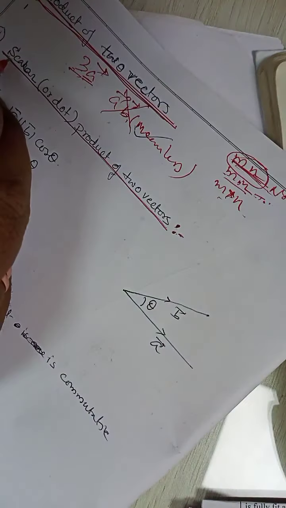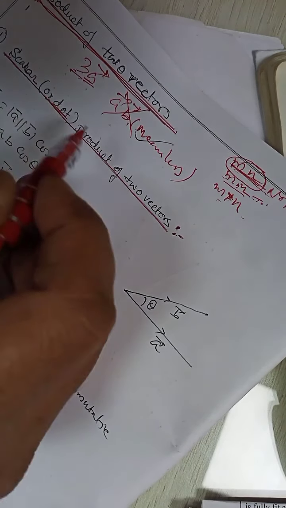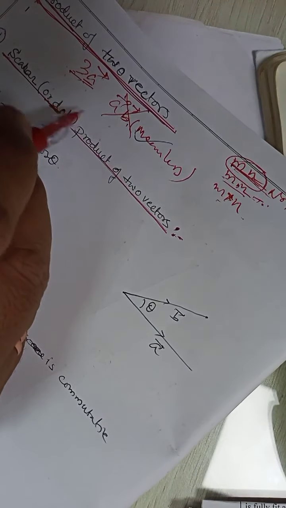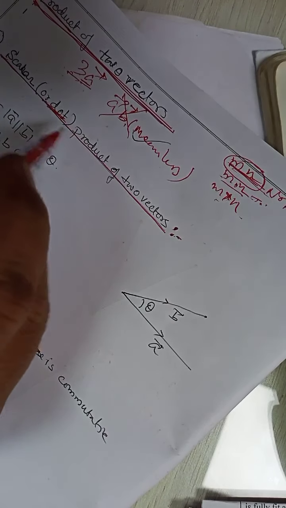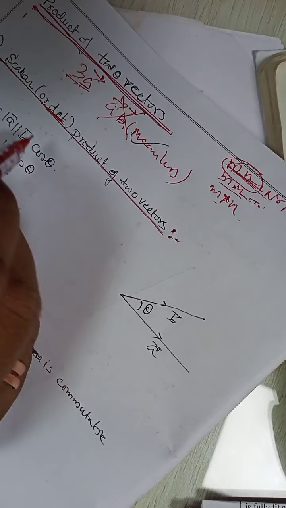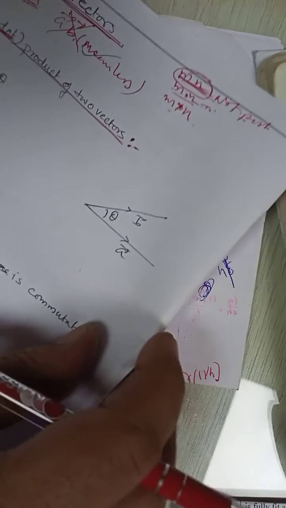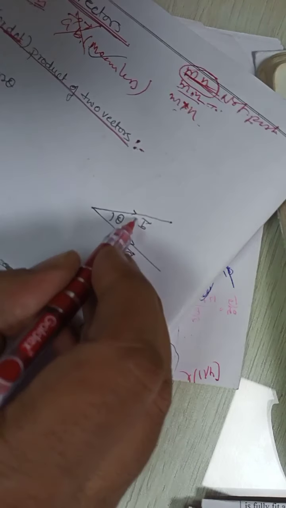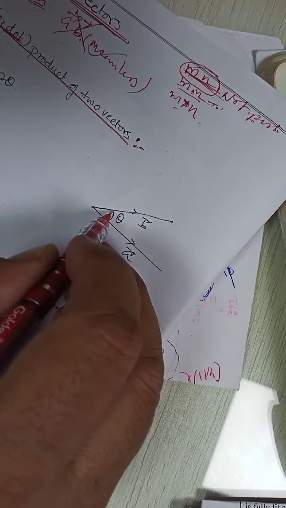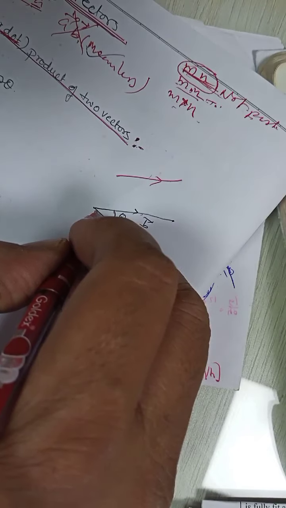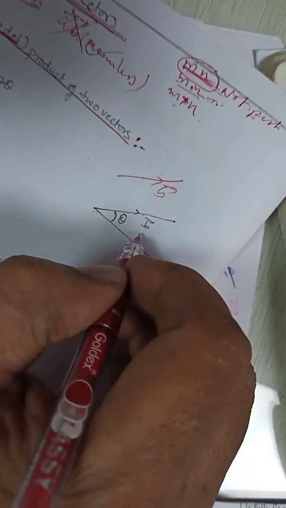Now I am discussing the scalar product of two vectors. Scalar product is also known as dot product. Since the dot product of two vectors gives a scalar quantity, it is called scalar product. Let a and b be two vectors in space making an angle theta with each other. If b is somewhere here, we can draw an equal vector here. Anyhow, a dot b is modulus of a, modulus of b, cos theta.